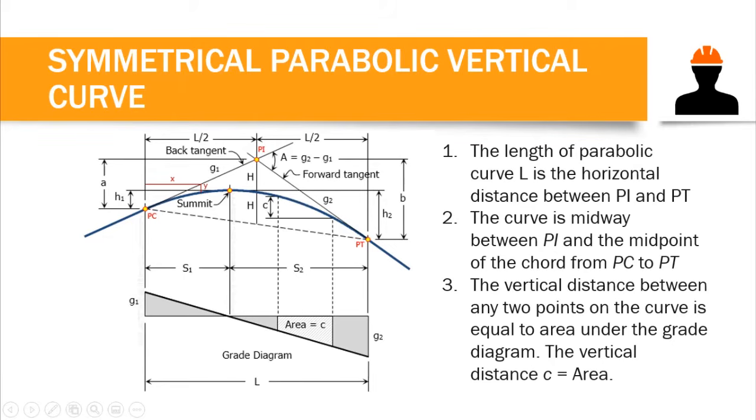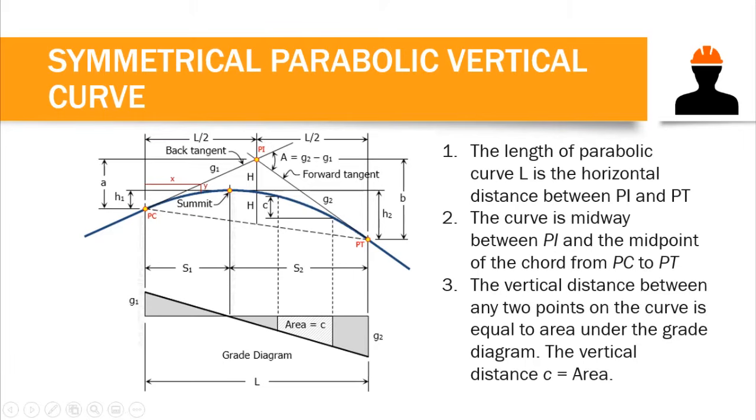This first tangent that you experience, the tangent at PC, or the beginning of our parabolic curve, is what we call the back tangent. And the tangent at the point of tangency, or the end of our parabolic curve, is what we call the forward tangent. This is an example of a summit curve, so we have a highest point on our curve. These are the properties and the elements of our parabolic curve.